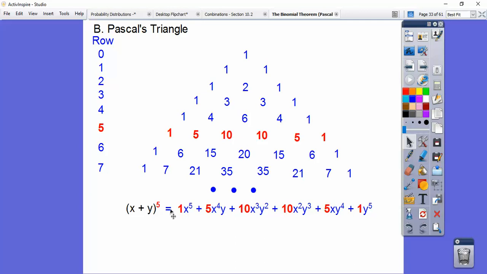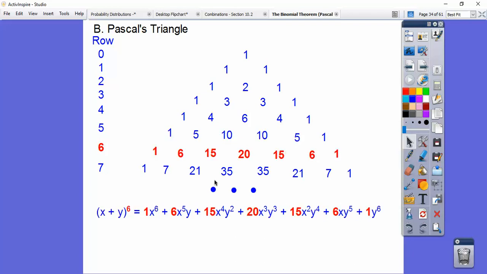Okay, x to the 5th, and then descend, ascend. So as x goes down, y goes up. X goes down, y goes up. X goes down, y goes up. These powers add to this guy right there. Okay, and so on. If we did row 6, it would look like this. Okay, 1, 6, 15, 20, 15, 6, 1. There they are, x to the 6th, x to the 5th, y. Remember, these exponents always add to this guy right here. Okay, x cubed, y cubed, and so on. So as x descends, y ascends right there.